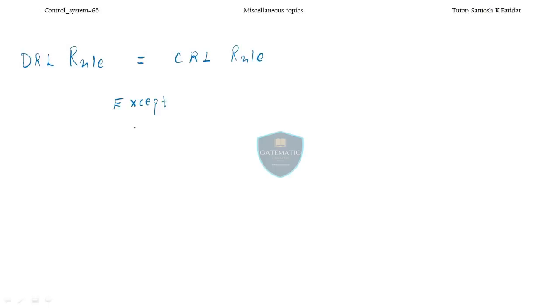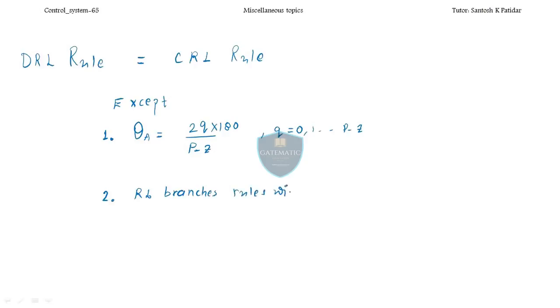Now if you find out the angle of asymptote, you will use 2q into 180. Everything will be same as it is, p minus z. Q is nothing but from 0 to p minus z. Here I'll use the 2q. This is one thing, the point number 1, and the second point is, now to find the RL branches, the rule will be changed.